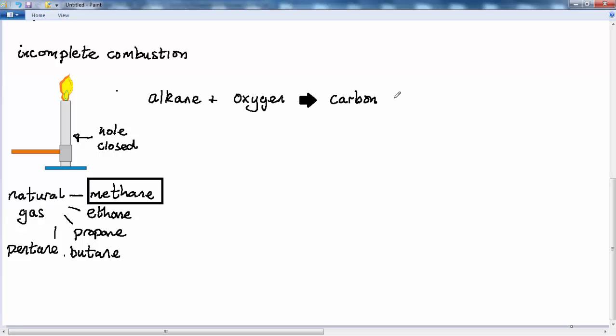So we get carbon plus carbon monoxide, and that's a very toxic gas, and then after that you get the two standard products of the combustion of alkanes, which is carbon dioxide and water.